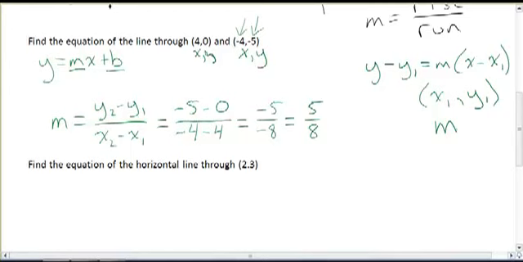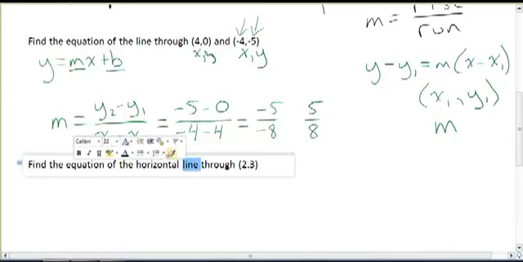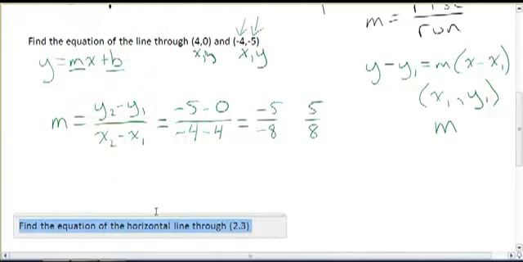So what's nice about this form is that we're going to be able to choose one of our points, either 4, 0, or negative 4, negative 5, and plug that point in. We're going to substitute it in for x1 and y1. We're going to substitute in the slope that we know, and we're going to solve it for y. We're going to get it into slope-intercept form. So let's do that. I'm going to have to take this and move it down. I'm going to need a little bit more space. Okay.